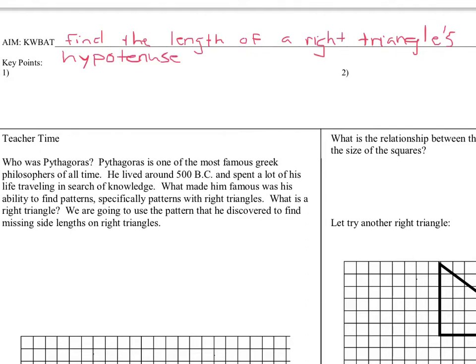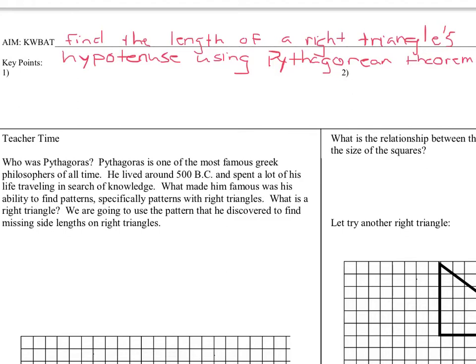We're going to find the length of a right triangle's hypotenuse using something called the Pythagorean Theorem. We'll work on that word here in a second. Pythagorean Theorem. We're going to find the length of a right triangle's hypotenuse using Pythagorean Theorem.